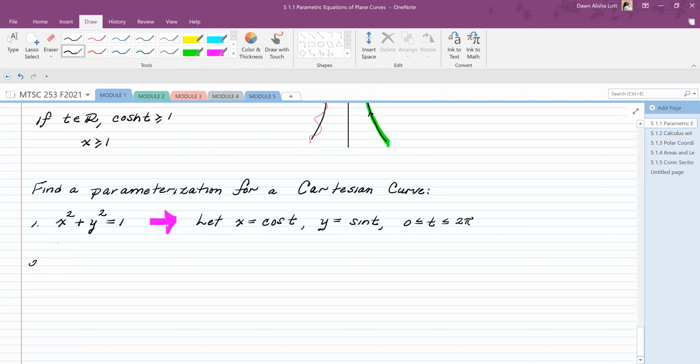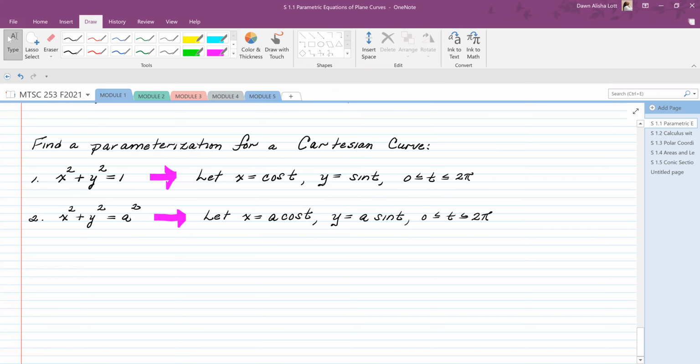Another one, how about x squared plus y squared is equal to a squared? Okay. Well, I can let x equal a cosine t, let y equal a sine t, 0 less than or equal to t less than or equal to 2 pi. So that's two easy ways to parameterize circles.